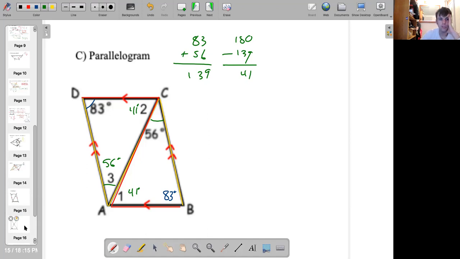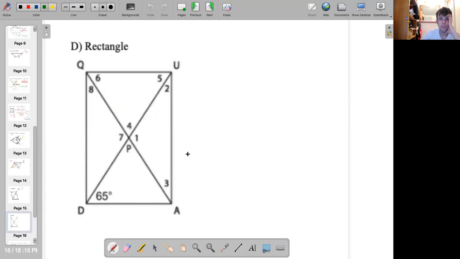Okay, let's move forward, looking at a rectangle. So a lot going on with a rectangle. Obviously, with a rectangle, we know that these are all right angles here. So 6 and 8 are complementary, 5 and 2 are complementary, 65 and this angle over here are complementary, and these are complementary because those are all right angles.